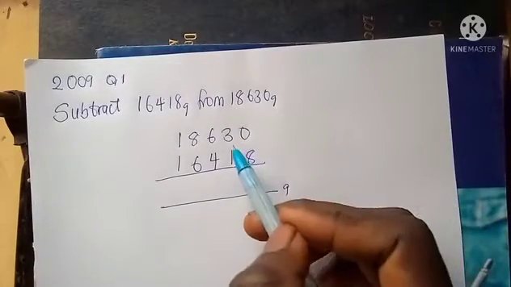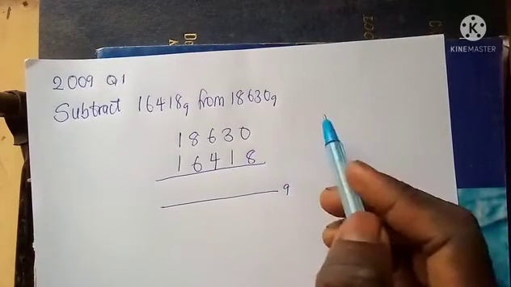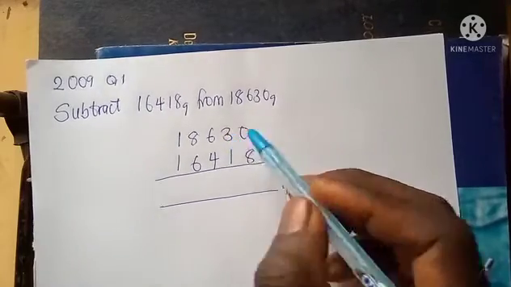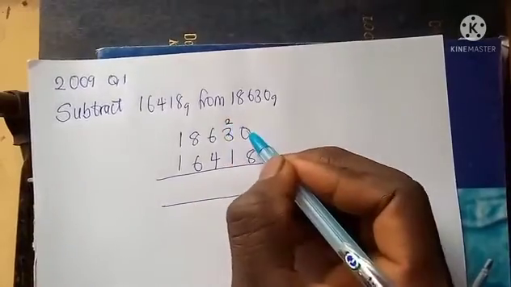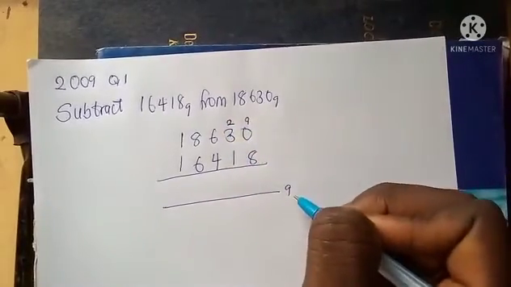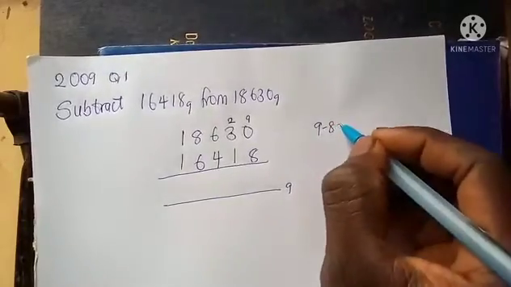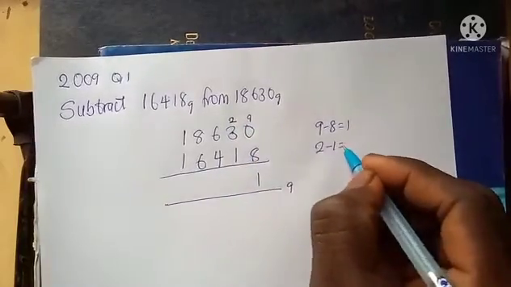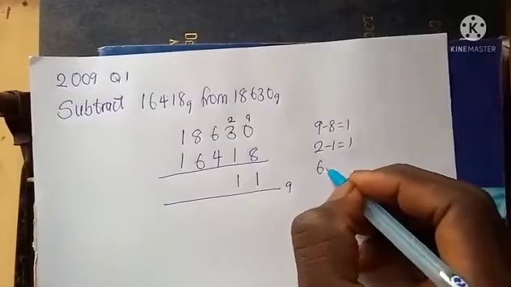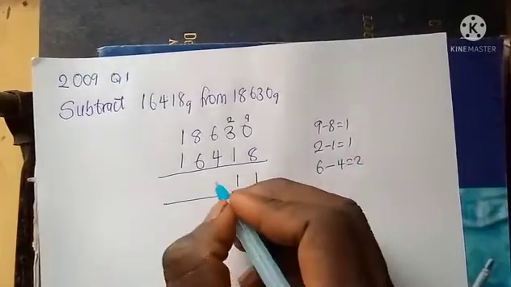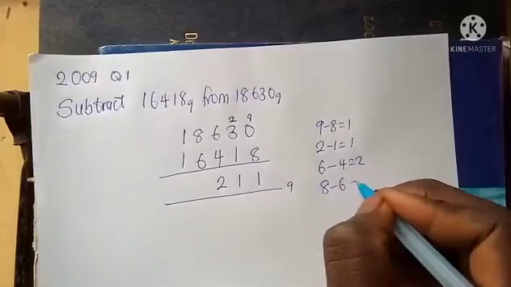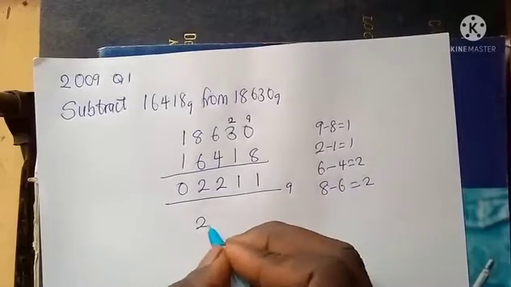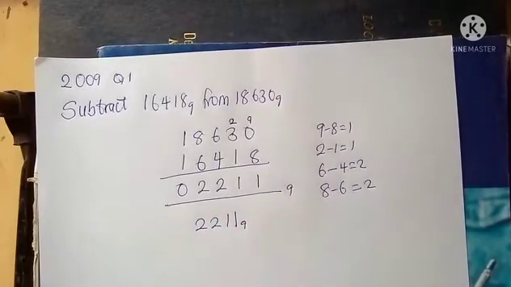So what we are going to do is, now 0 minus 8 is equal to minus 8, and we cannot write minus 8. So you have to borrow 1 from 3. When you borrow 1 from 3, the 3 is going to reduce to 2, and this 0 will change to 9, because we are dealing with base 9. 9 minus 8 is 1. So this one is left with 2. 2 minus 1 is 1. So 6 minus 4 is 2. 8 minus 6 is 2 also. And 1 minus 1 is 0. So the answer is 2211.